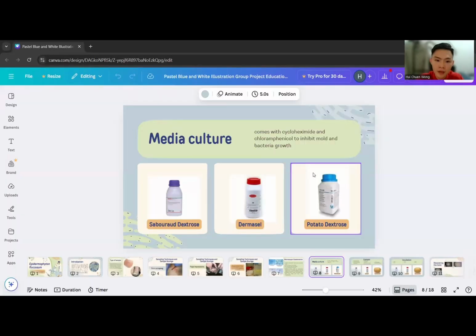Now for the media to culture E. floccosum, there are Sabouraud dextrose, Dermacel, and potato dextrose. All of them come as agar, and they contain cycloheximide and chloramphenicol to inhibit mold and bacterial growth.